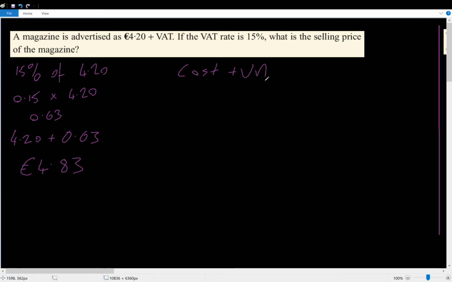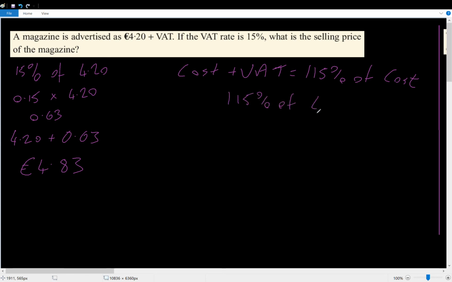And the other way we could do this is we're looking at cost plus VAT. Well, the VAT itself is a percentage of the cost. So we're going to be adding 100% of cost plus 15% of cost. So in other words, cost plus VAT is 115% of the cost price.